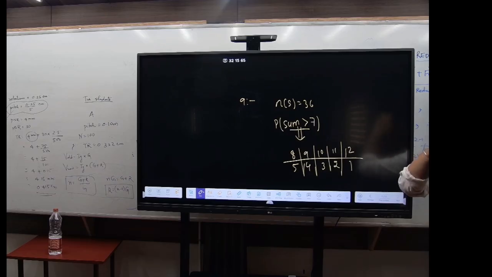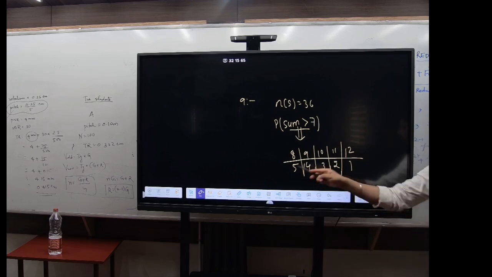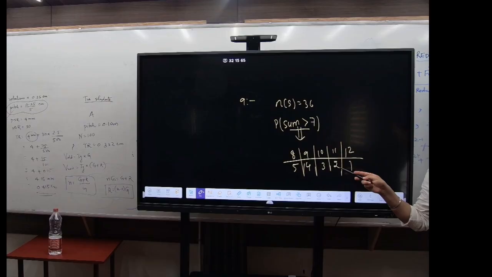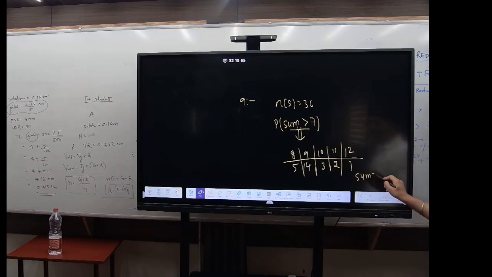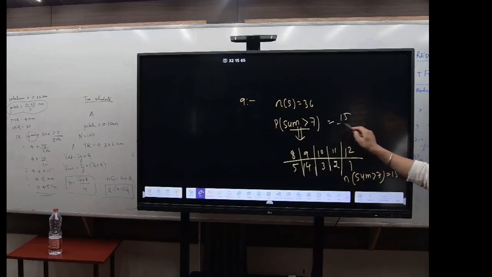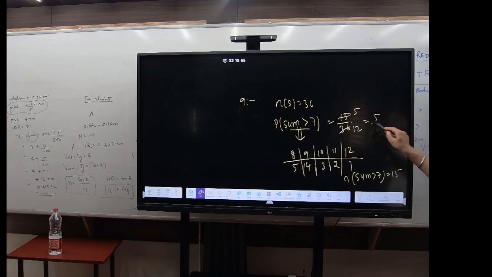Always remember, 7 is your benchmark. 7 will come 6 times, and from there you can compare. So 5, 4, 9, 12, 14, 15. The total is 15. So the sum will be greater than 7 a total of 15 times. So what is the answer? 15 by 36, which is 5 by 12. Is that understood? So 3 questions have come, so better you remember that.